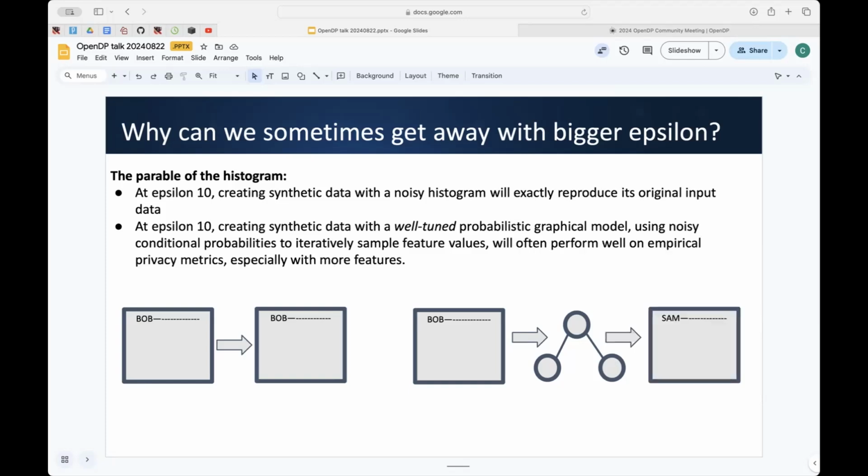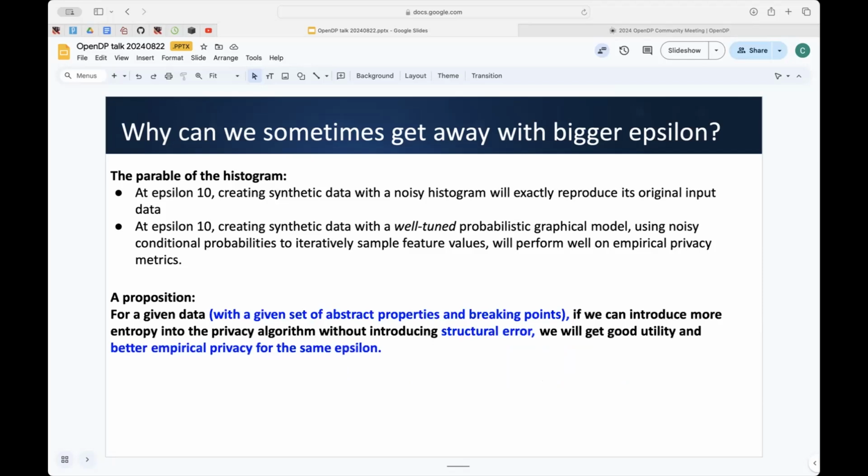That performs well on empirical privacy metrics, especially as you add more features. So the more of those, I'm going to select A and B, then A and C, then B and D, and so on, the better we see it perform with respect to empirical privacy. Why can we sometimes get away with bigger epsilon? They also do great on utility, by the way. Like they actually do better than the histograms on utility. Come up and ask me if you want to know why.